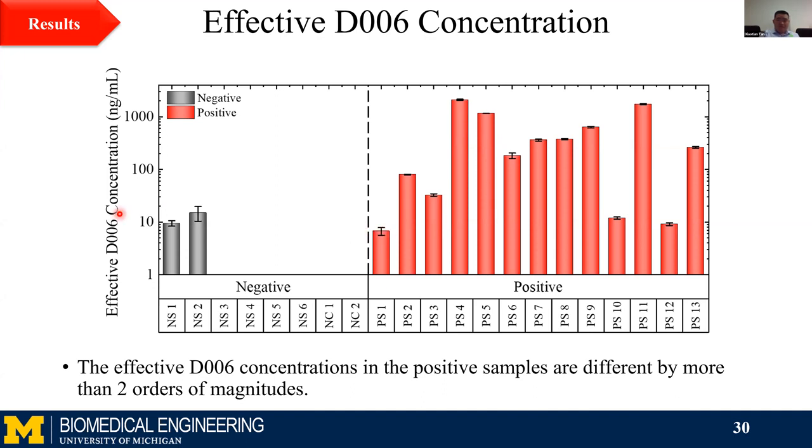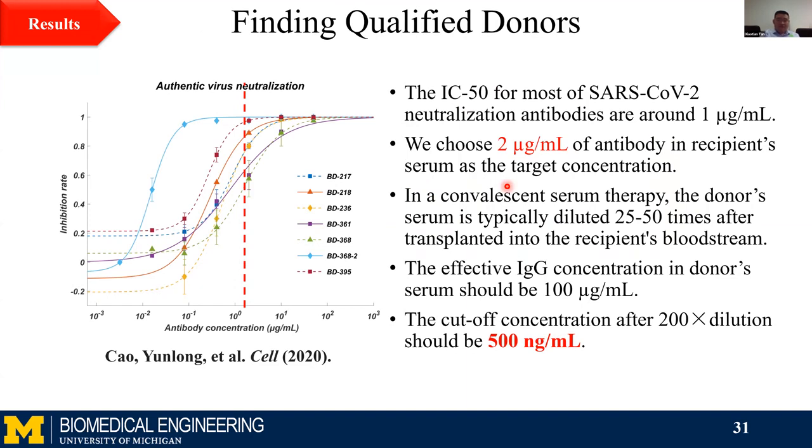And if we want to make a selection of which donor we can use to perform this convalescent serum therapy, we need to find out a cutoff value for this. So we did some literature research, and here are several neutralization antibodies that were identified in a group from China. Most of them, the IC50 value for the monoclonal neutralization antibody were around 1 microgram per ml. So we give it some room. We choose 2 microgram per ml of antibody in the recipient serum as a target concentration.